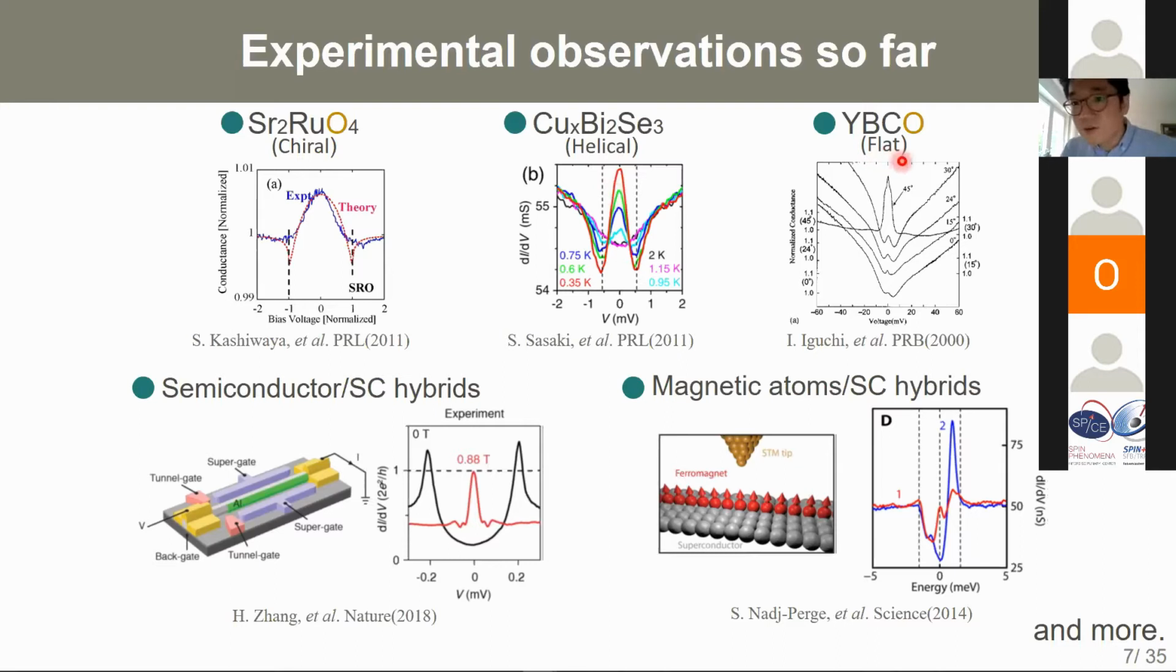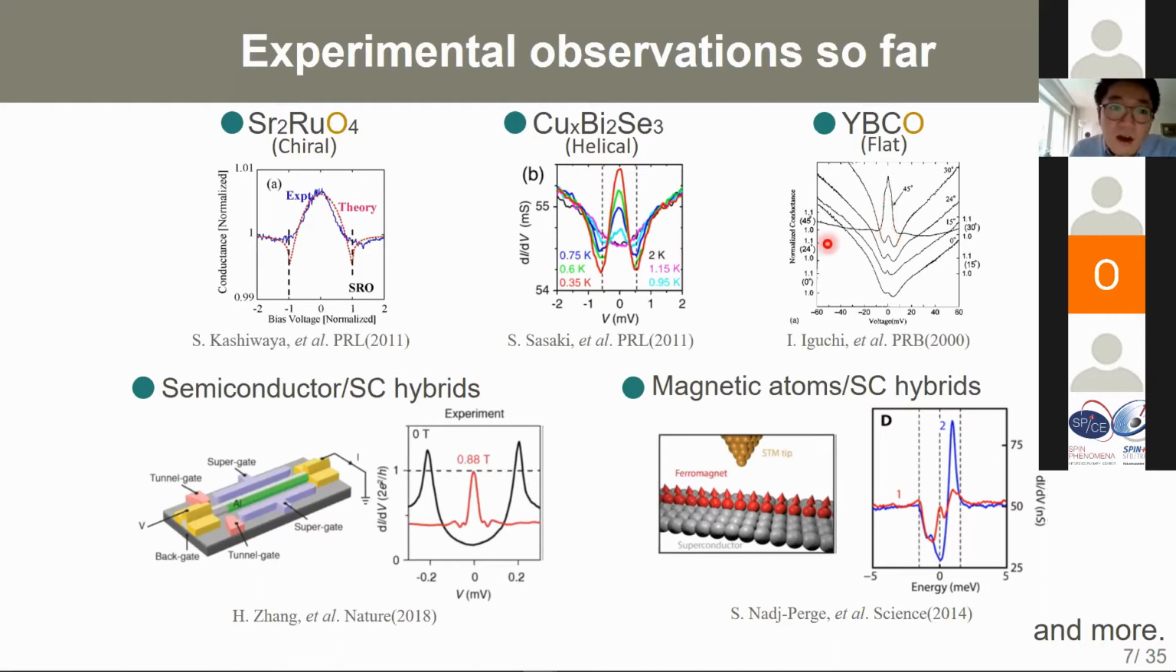And YBCO, which is a high-Tc superconductor, can also be topologically non-trivial. The high-Tc superconductor is characterized by the d-wave pairing symmetry, having a gap node on the Fermi surface. And we can have flat-band topological edge states at the material surface. And an experiment demonstrates the zero energy peak structure only when making the junction in the appropriate direction.